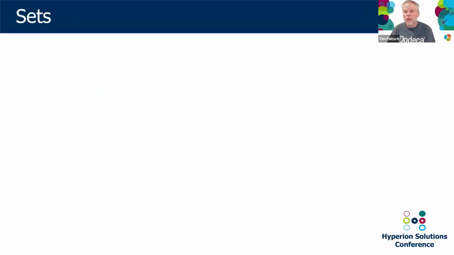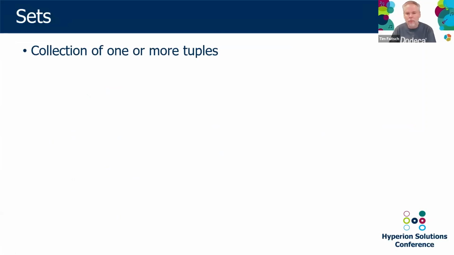All right, so we also have sets. A set is just a collection of one or more tuples. So an example of that. We're back here to our 100-10. And now instead of it just being a single member, it's considered a set. So that still can be a set. And we've put our tuple now into a set, right?